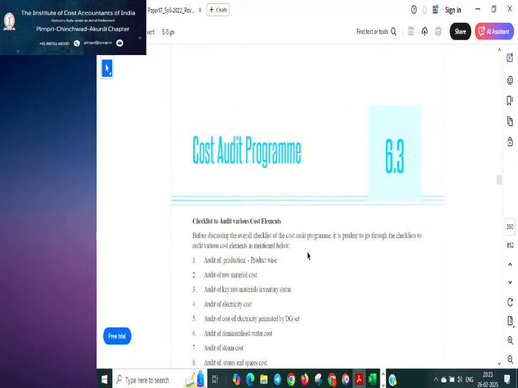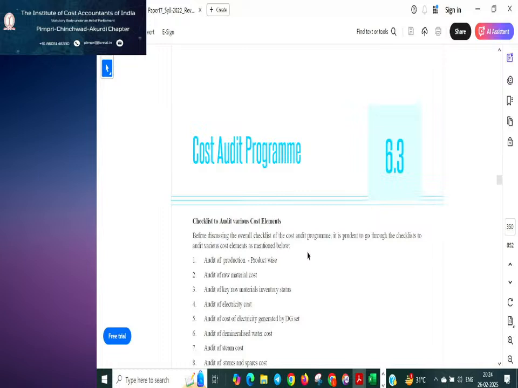Cost audit program. As I told, I'll be choosing one topic from where you will get a sure short question. Then we will do some problems from the previous year question paper and some record rules or cost accounting standards. With this combination, we will be able to cover everything and you will also find it not boring, okay? So what is this cost audit program?